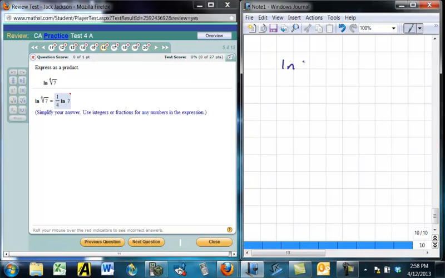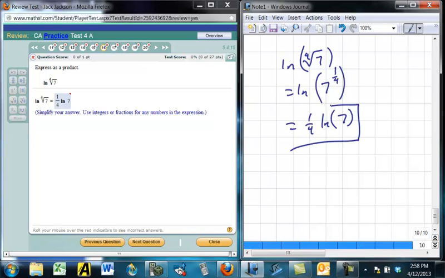So we have the natural log of the fourth root of 7. Well, that's the natural log of 7 to the 1/4 power. We write that as a fraction power. Now we can bring that out front, 1/4 natural log of 7, that's it. That's how you'd simplify that one.